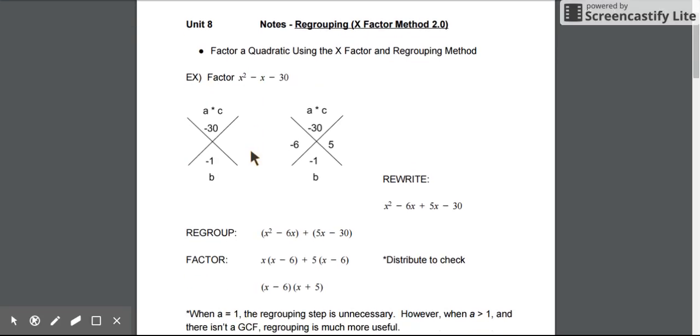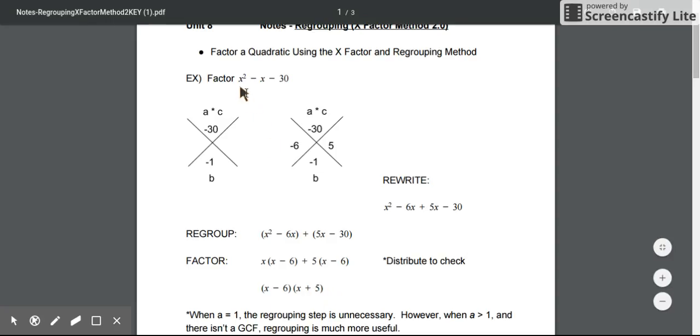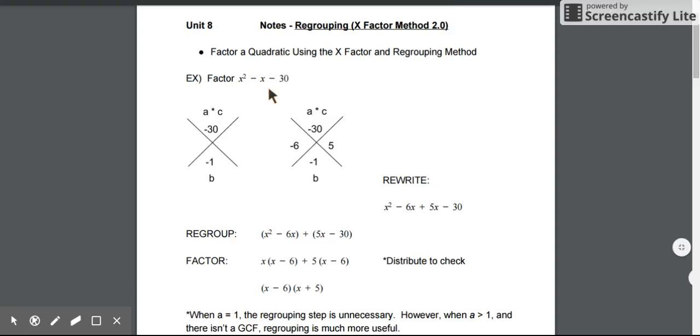In that last video, I hinted at the fact that we were skipping some steps when we jumped from the factors on the sides of our x straight into the two binomial expressions. So we're going to start off with a quadratic where a is 1, but I'm going to include those steps that we skipped, because we're going to need them in the following examples where a is bigger than 1. So let's review the X factor method.